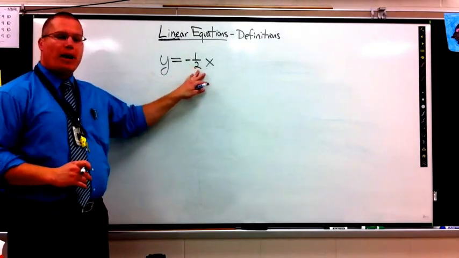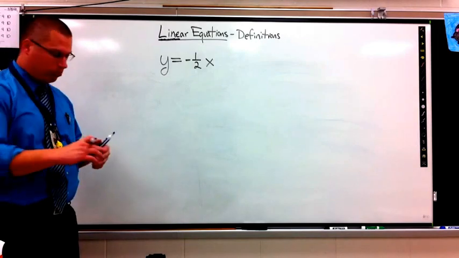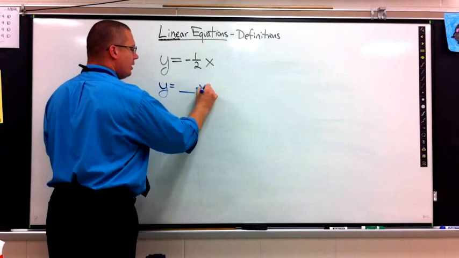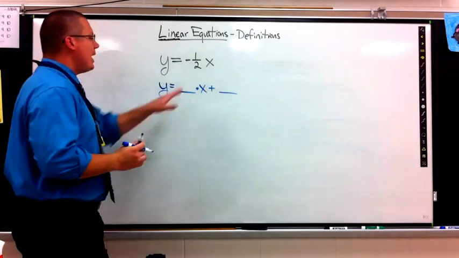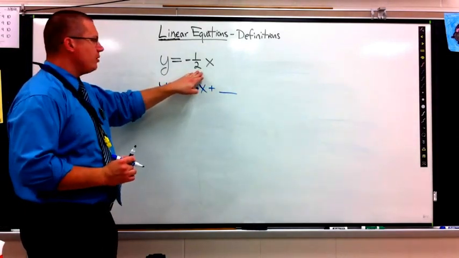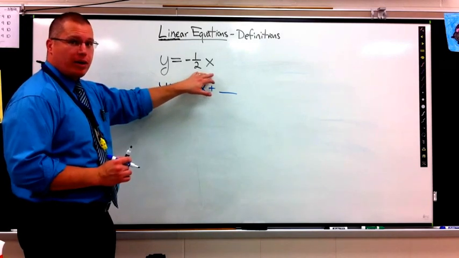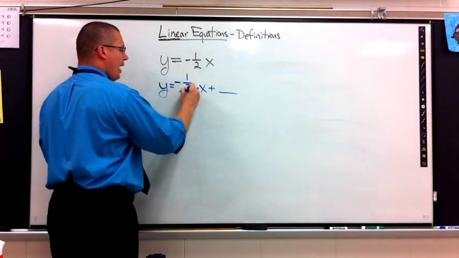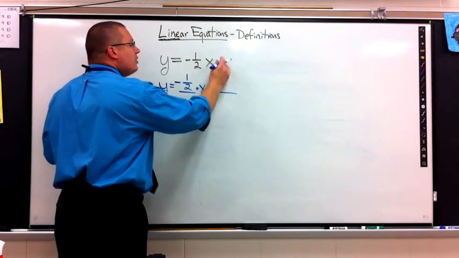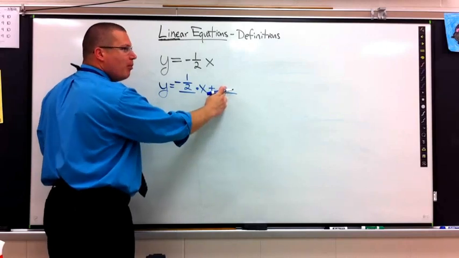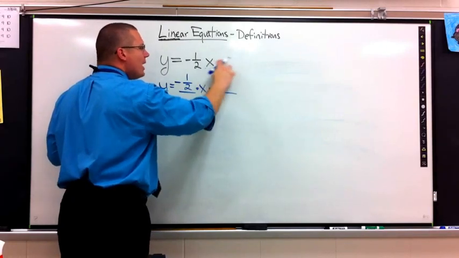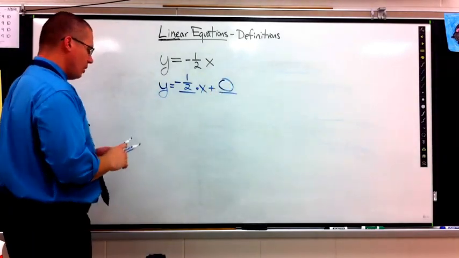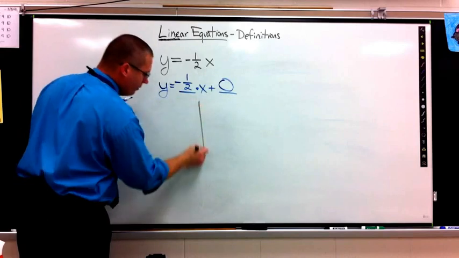Y equals negative 1/2 x. I'm missing something. My normal equation should be y equals something times x plus something. Okay, is this the slope or is this the intercept? It has an x with it, that automatically makes it the slope. Negative 1/2. There is no added number, so what's the only number I can put here to show that there was no added number? What's the only number that doesn't change value? It's 0. So now I'm ready to graph this equation.